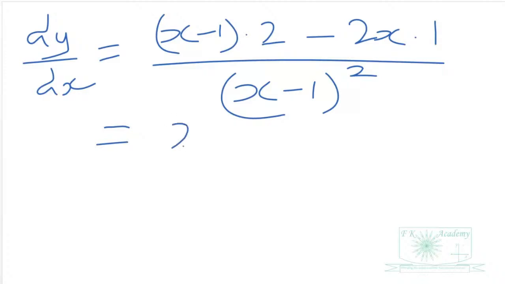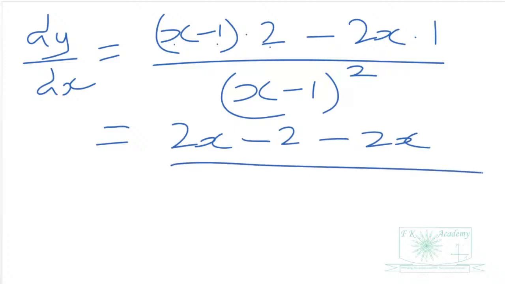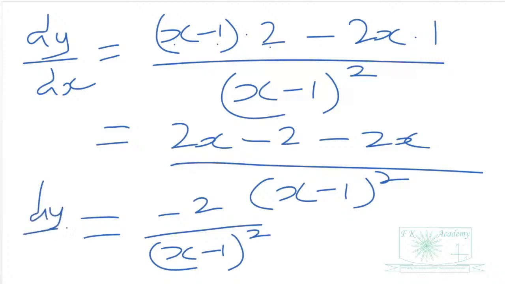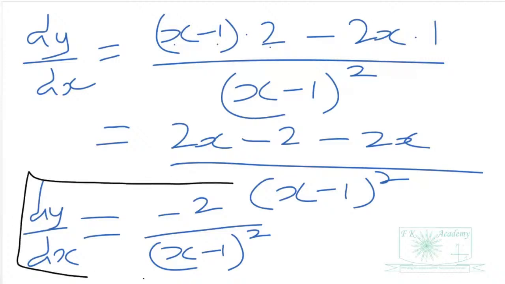So this will give us, when we expand, 2 times x is 2x, times negative 1, so we have 2x minus 2 minus 2x all over x minus 1 all squared. So 2x minus 2x is 0, and we obtain negative 2 over x minus 1 all squared. So this is the gradient function. dy dx is equal to negative 2 over x minus 1 all squared.